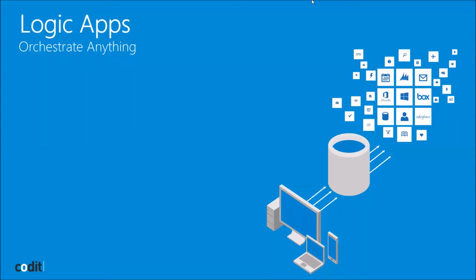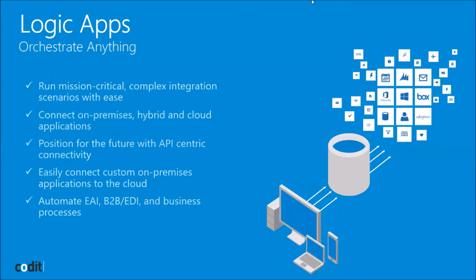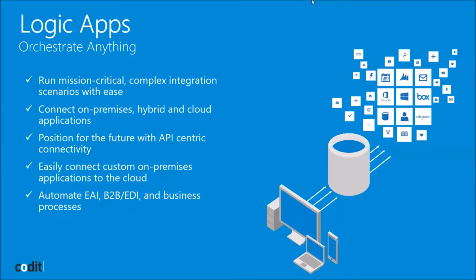Logic Apps is really about orchestrating anything. You can run your mission-critical complex integration scenarios in the cloud very easily. You can connect with on-premises systems, and create hybrid and cloud applications. Logic Apps is positioned for the future, as everything in Logic Apps is built around API-centric connectivity. So, for example, everything you connect with inside Logic Apps is an API.